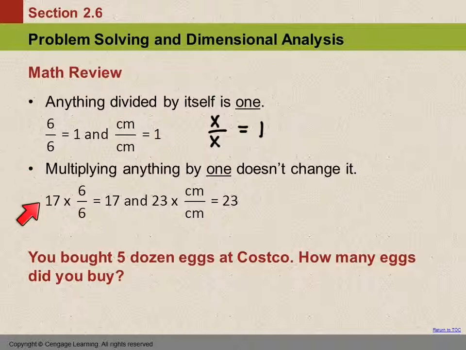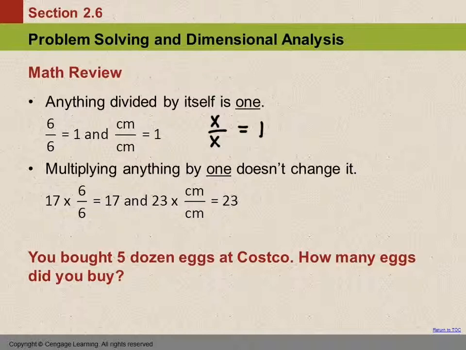So if we take 17 and we multiply by 6 over 6, that kind of looks complicated, doesn't it? Until we realize, oh, 6 over 6 is 1. 17 times 1, that's just 17. We don't need a calculator or anything. 23 times centimeters over centimeters is just 23, because centimeters over centimeters equals 1. Okay? Important math principles. So what we're going to learn how to do is solve problems like this.